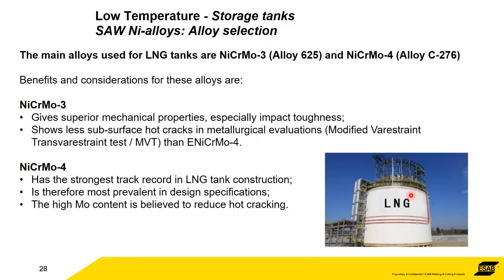As I've mentioned, the main used alloys for LNG tanks are alloy 625 and alloy C276. So, nickel chrome moly 3, nickel chrome moly 4. Nickel chrome moly 4 has been around the longest, so there are lots of outstanding WPSs, for example, in the design specifications. It was the material of choice for some time, and it tends to have been overtaken lately by nickel chrome moly 3, or alloy 625, for superior mechanical properties, essentially.